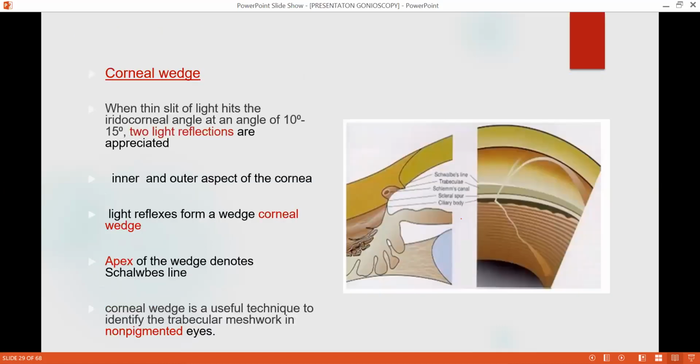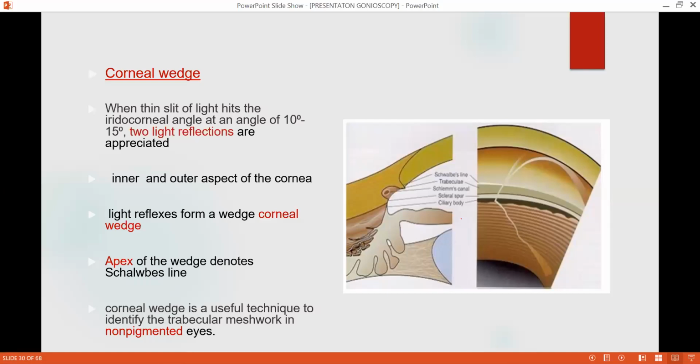So what is this corneal wedge? When you put a thin slit of light on the anterior chamber angle, two reflections are formed. You can see one reflection comes from the anterior surface of the cornea, and the second reflection comes from the posterior surface of the cornea. At a point, it forms a wedge, and the apex of the wedge denotes the Schwalbe's line. So this is an important technique to localize Schwalbe's line.